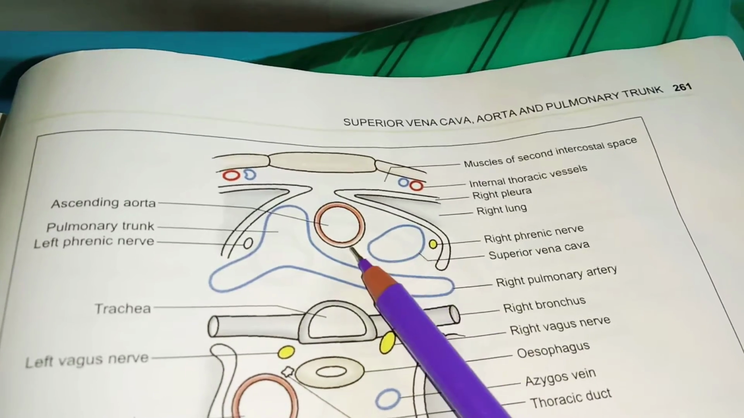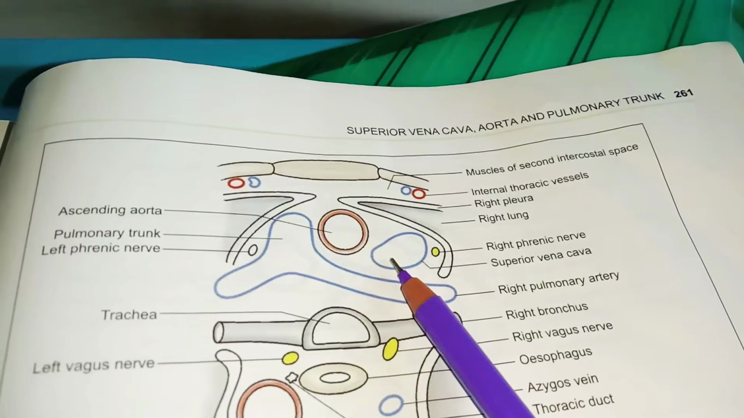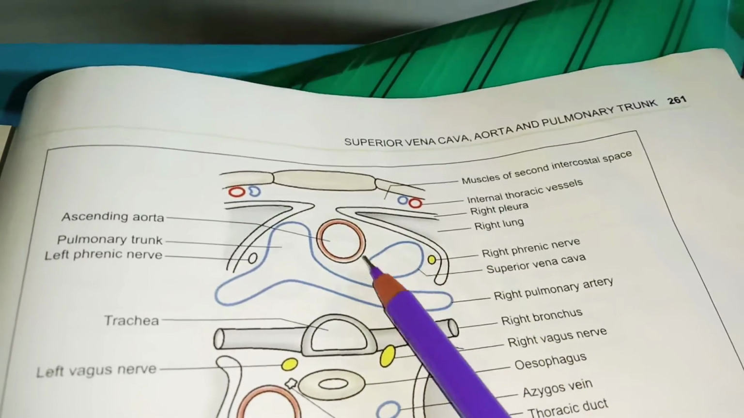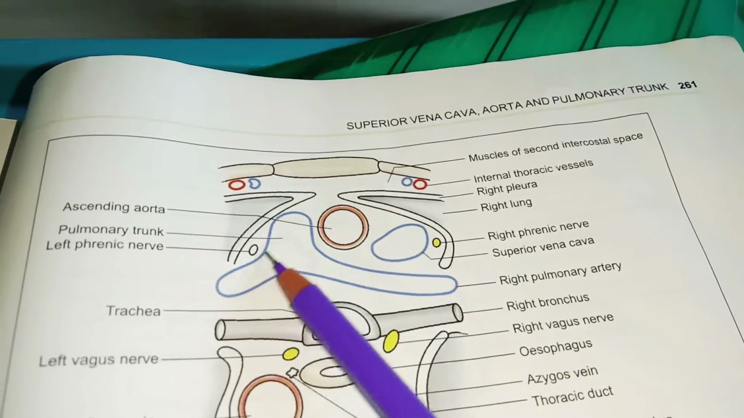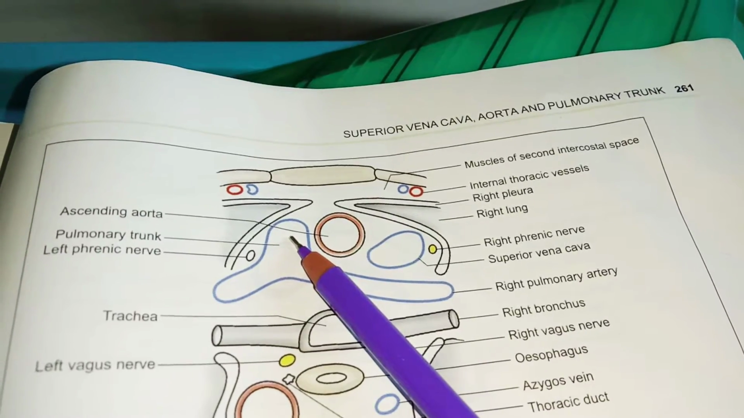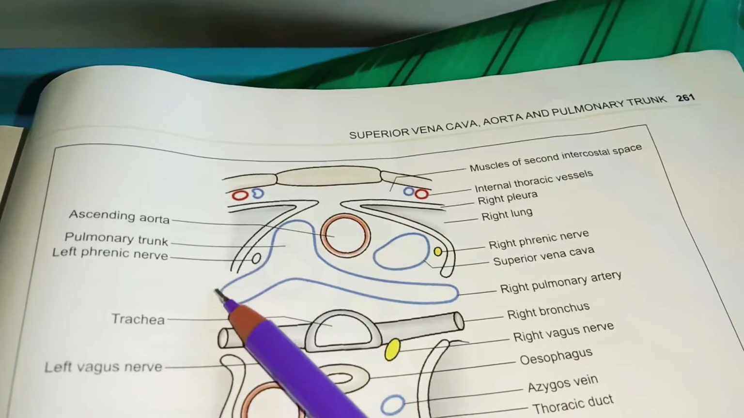And on the right side of ascending aorta, you will have the superior vena cava, and also you will have the right atrium. So right atrium also will be on this side. And on the left side of the ascending aorta, you will have the pulmonary trunk above. You can see the pulmonary trunk above, and you will have a left atrium below. So left atrium will be below.